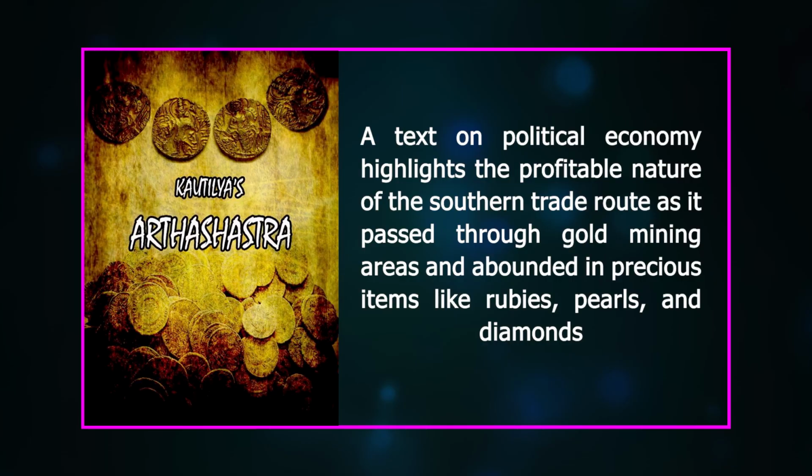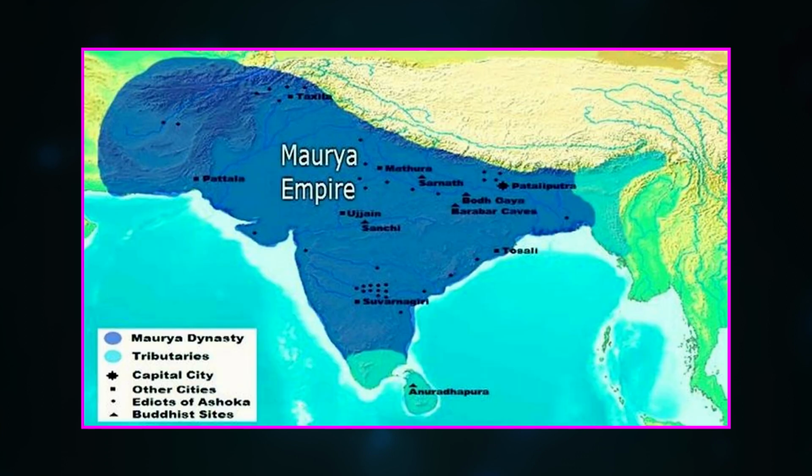The shift of iron epicenters outside the Gangetic belt and the search for newer resource areas brought Ashoka to the peninsula. Kautilya's Arthashastra, a text on political economy, highlights the profitable nature of the southern trade route as it passed through gold mining areas and abundant in precious items like rubies, pearls, and diamonds. The Mauryans established their provincial capital at Sorvanagari in Karnataka. They issued their rock edicts in the area.